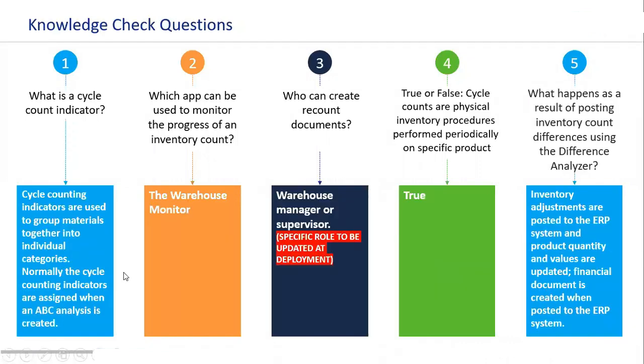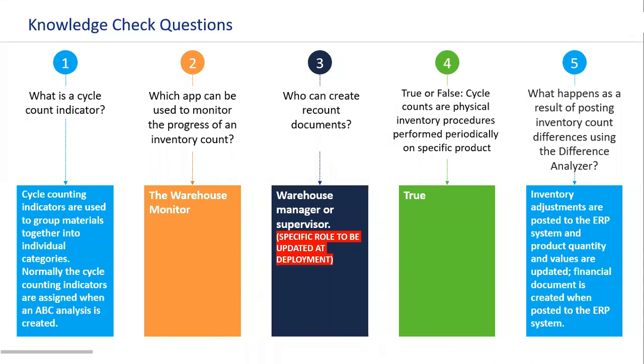So what is a cycle count indicator? Cycle count indicators are used to group materials together into individual categories. Normally the cycle count indicator is assigned when the ABC analysis is created. Which app can be used to monitor the progress of an inventory count? That would be the warehouse monitor. Who can create recount documents? That would be a manager or supervisor. Cycle counts are physical inventory procedures performed periodically on a specific product. That is true. And what happens as a result of posting inventory count differences using the difference analyzer? The inventory adjustments are posted to the ERP system and the product quantity and value are updated. The financial document is created when posted to the ERP system.